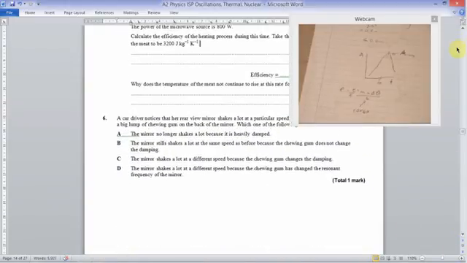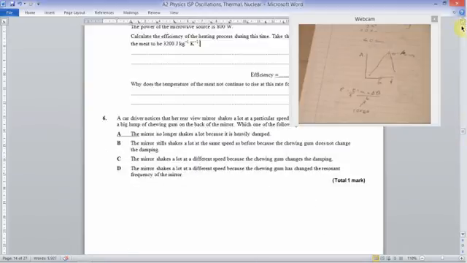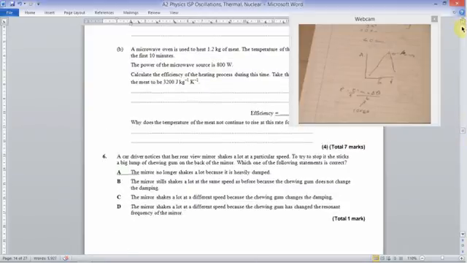Question 6. So you had a car driver, and she noticed the rear view mirror shaking a lot at a specific speed. To stop it shaking, she sticks a big lump of chewing gum to the back of it. It's kind of disgusting, but it would work. It would make it stop vibrating. Which of the following statements is correct? Okay, it's no longer shaking because it's heavily damped. The mirror still shakes a lot at the same speed because the chewing gum is not changing the damping.